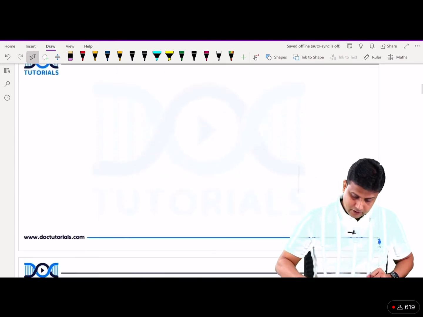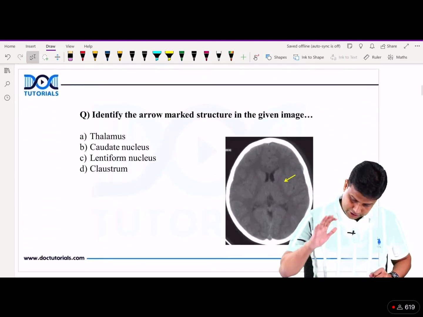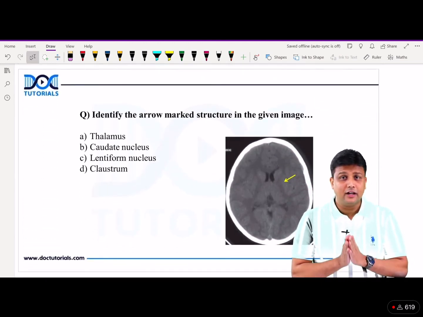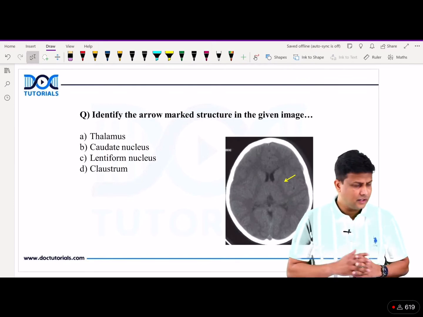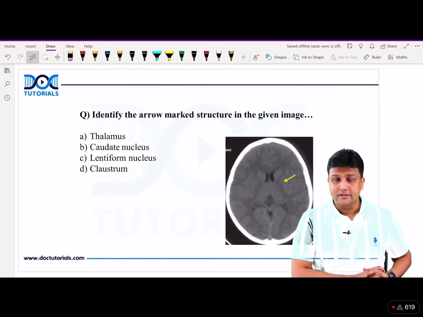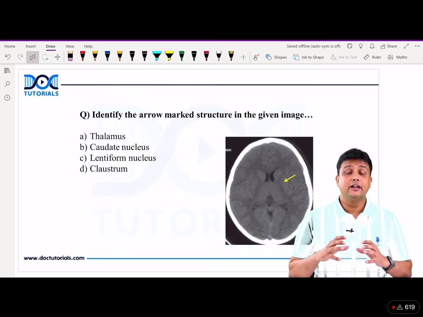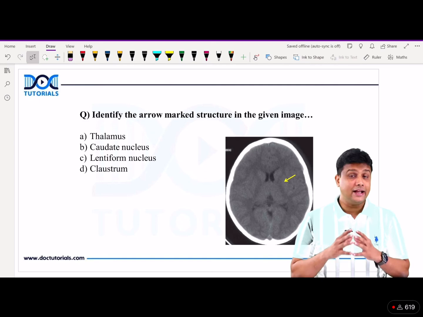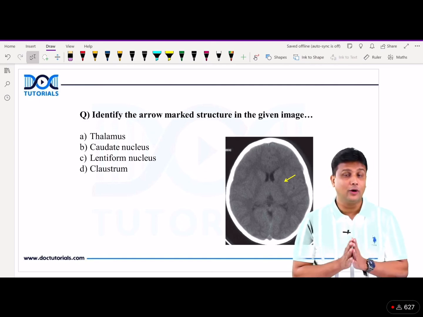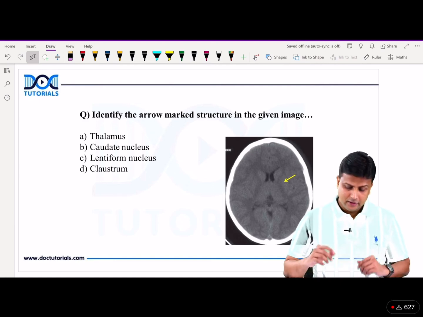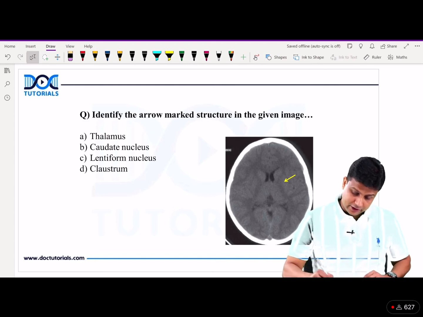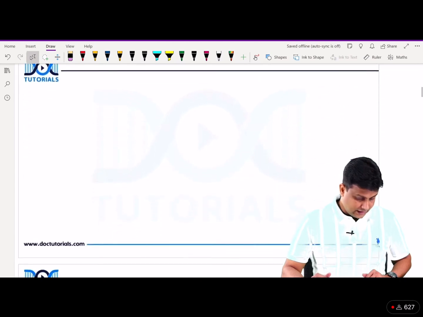Done. Now let us go to the next question. This next question I kept here in sequence because this was the exact question that was given in your exam. There was a radiological image, and in that radiological image, they asked you to identify the lentiform nucleus. So, I hope you will be able to identify this one here. Now, the next ones, guys.